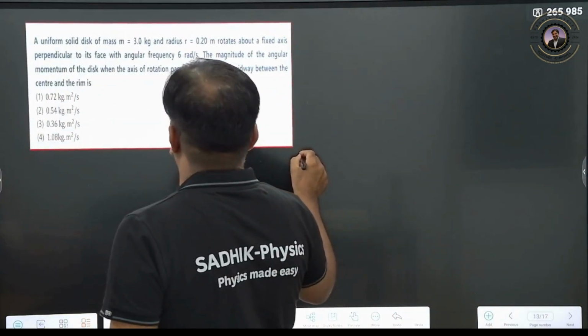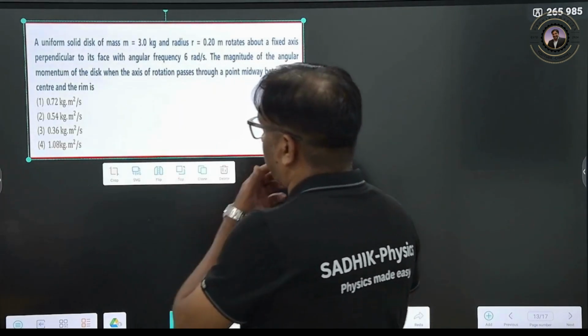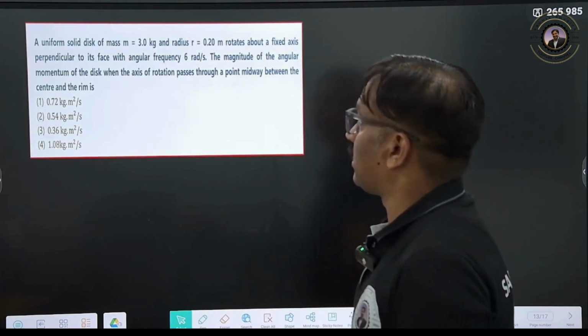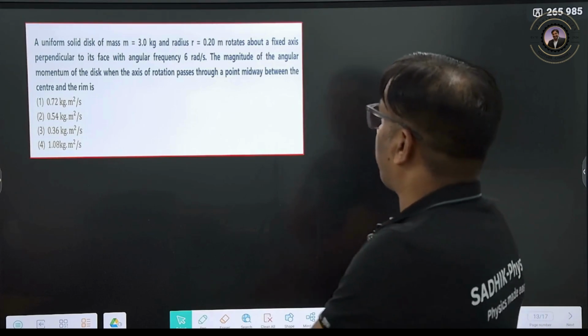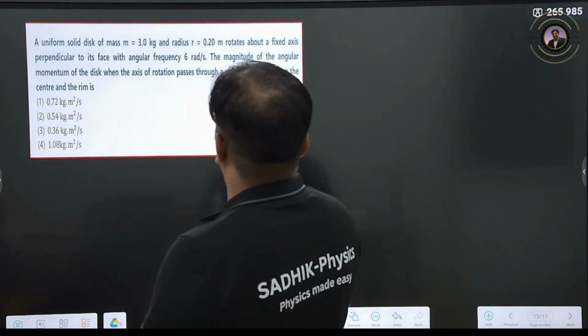Now we will go for one more concept. A uniform solid disk is there. There is one disk, with mass 3 kg and radius 0.2 meters.